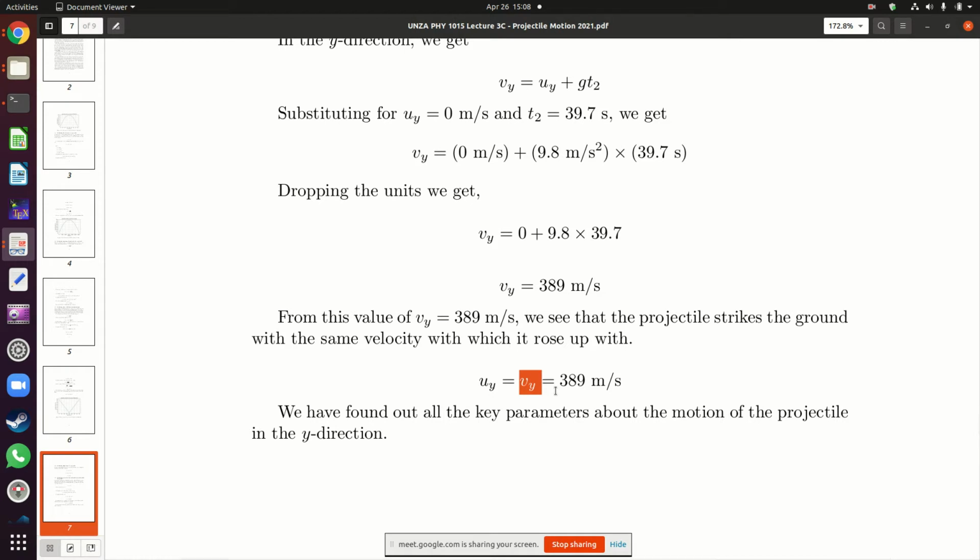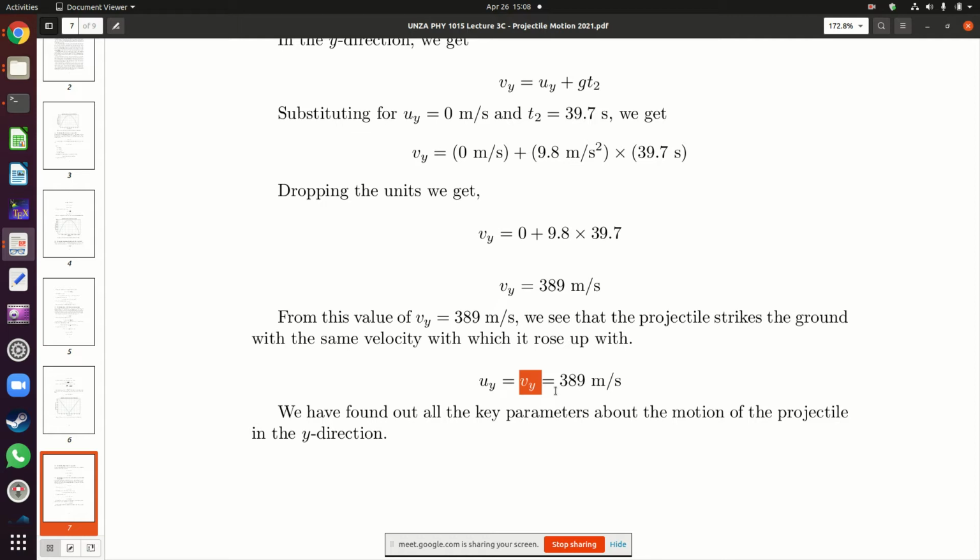So it is actually sound to assume that if the height through which the projectile goes up and the height through which the projectile comes down is the same, then the velocity with which it went up and the velocity with which it comes down are going to be the same. In this case, it's going to be 389 meters per second. Are we clear? So there are certain things you have to be aware of.